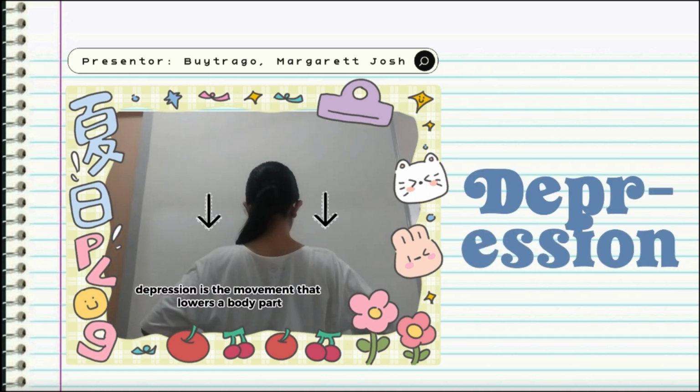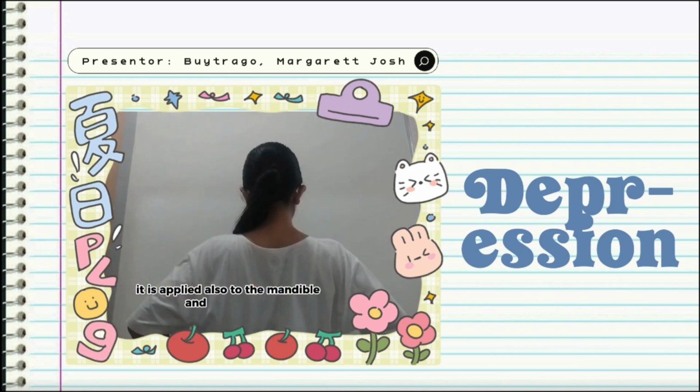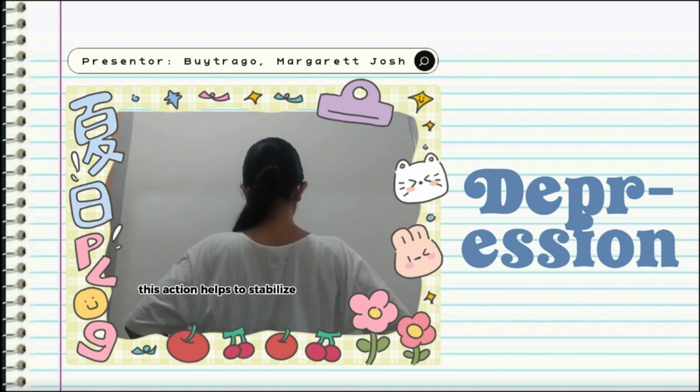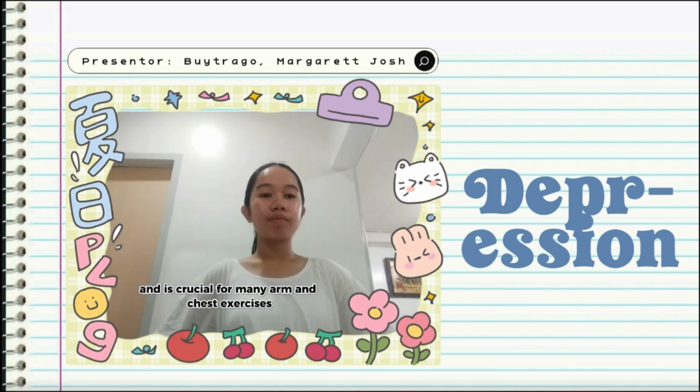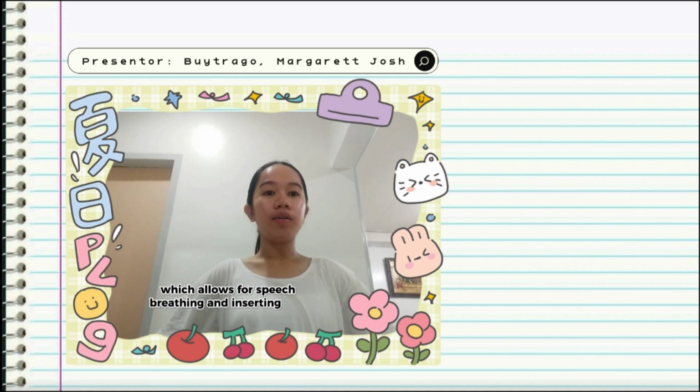Depression is the movement that lowers a body part in an inferior or downward direction along the vertical plane. It is applied also to the mandible and the scapulae. This action helps to stabilize the shoulder joint and is crucial for many arm and chest exercises. In addition, it is used for opening the mouth, which allows for speech, breathing, and inserting food.